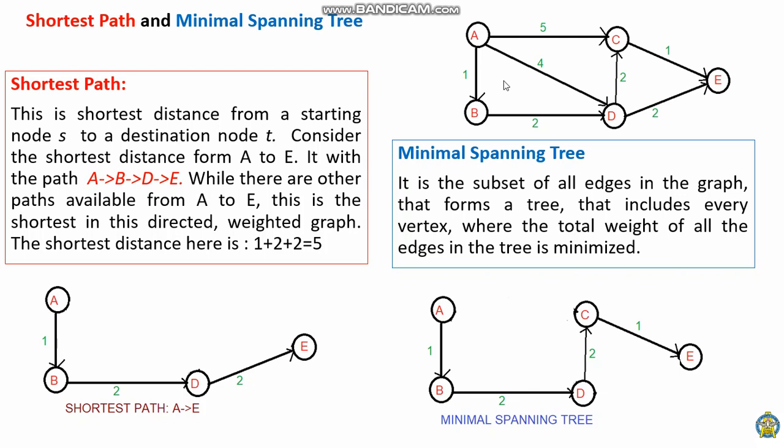So again, it is on a directed weighted graph. It is a subset of all the edges in the graph that forms a tree that includes every vertex, where the total weight of all the edges in the tree is minimized, meaning I'm going to connect all the vertices such that the total is minimum. So there are many edges, so connecting only those which make my tree, because the resultant will be a tree, such that the distance is minimum. So both are different. So how to implement this?